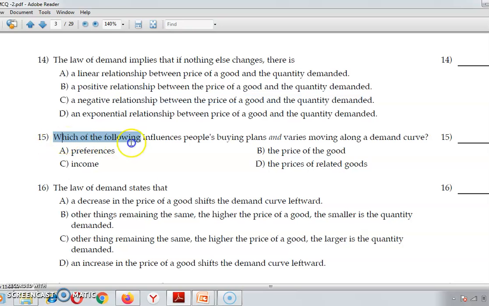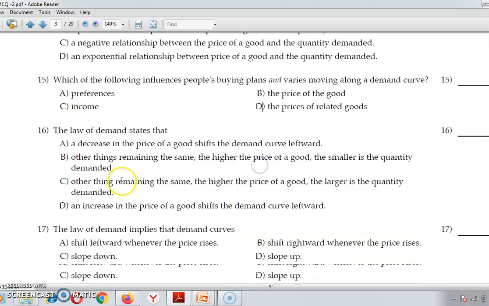15 नम्बर, which of the following influences people's buying plans and varies moving along a demand curve? Preferences, price of the good, income, price of related goods. यो obvious कुरा हो. हाम्रो के हुन्छ price of the good is the correct answer.